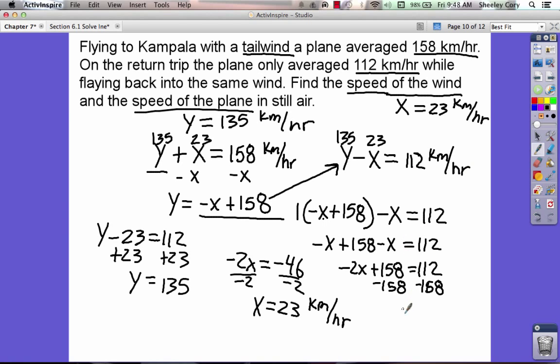So this is how you solve a system of equations using substitution. I actually like this method a lot. I think I like it better than graphing. When you get decimals or fractions or things like that, it's easier to see and easier to figure out the answers using substitution than it is when you're graphing.